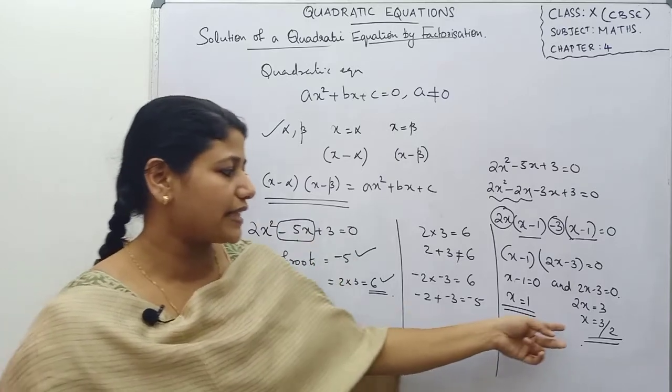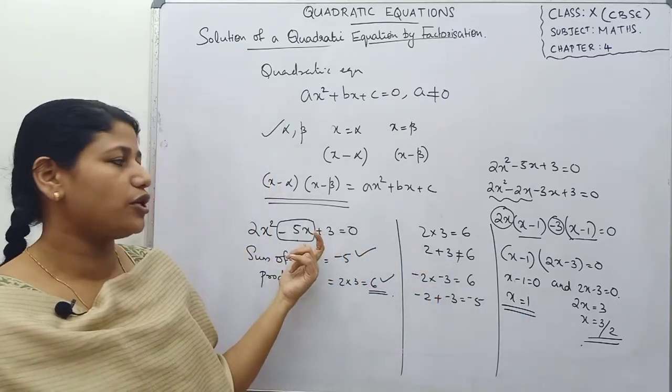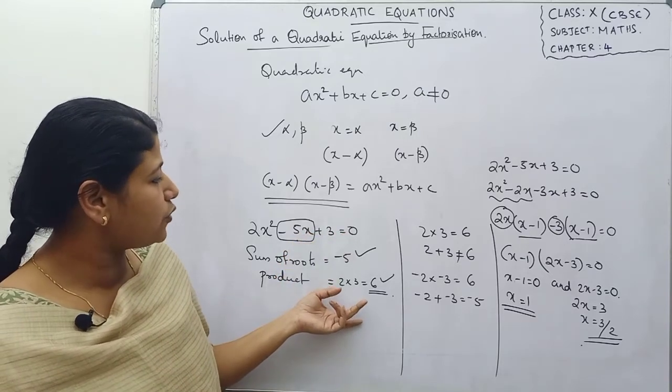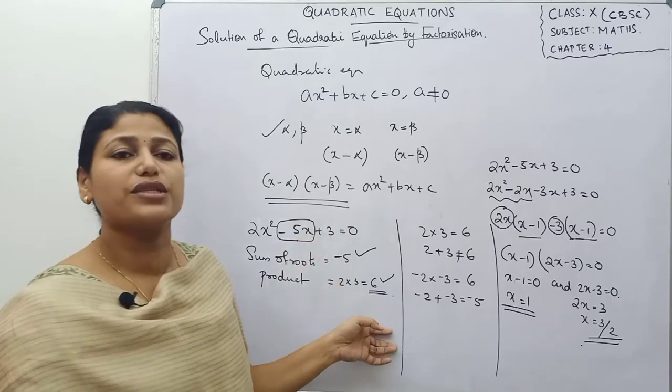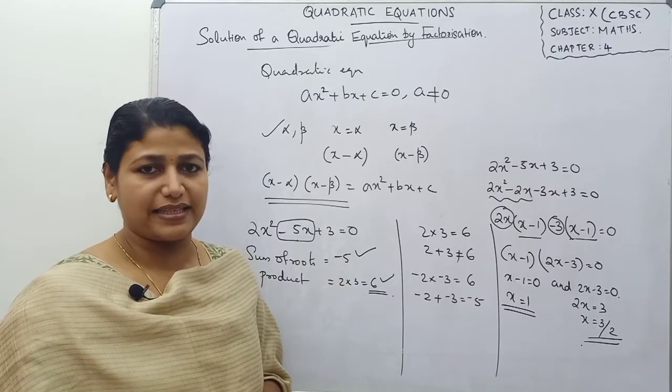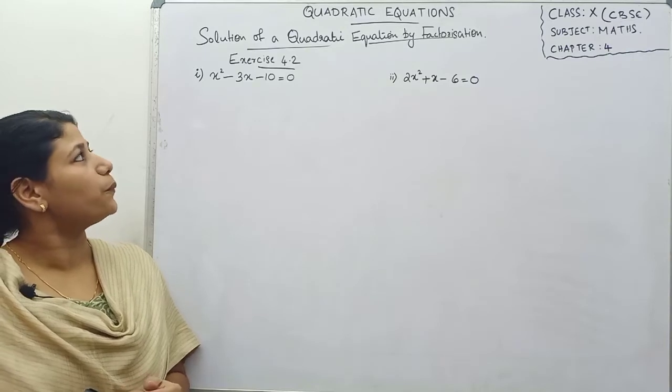And if you are substituting x equal to 3 by 2 also in this equation, you will get that as 0. Okay, so this is the method to find out the solution of a quadratic equation using splitting the middle term. Now we can move on to the exercise. So here is the exercise 4.2.